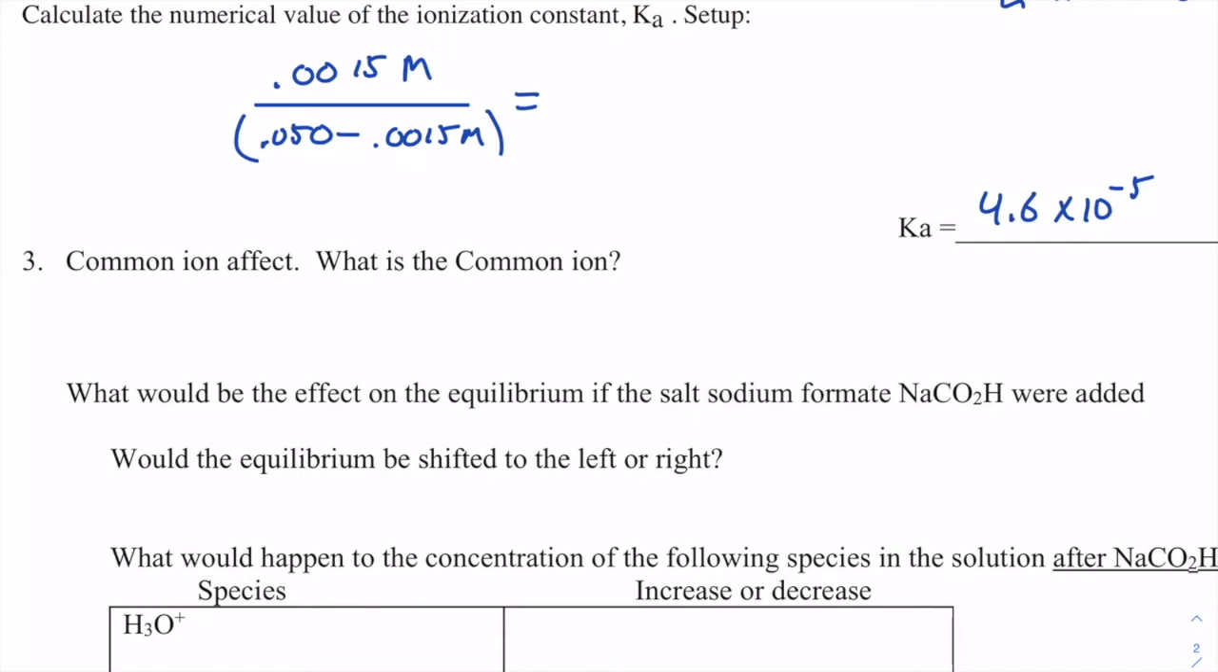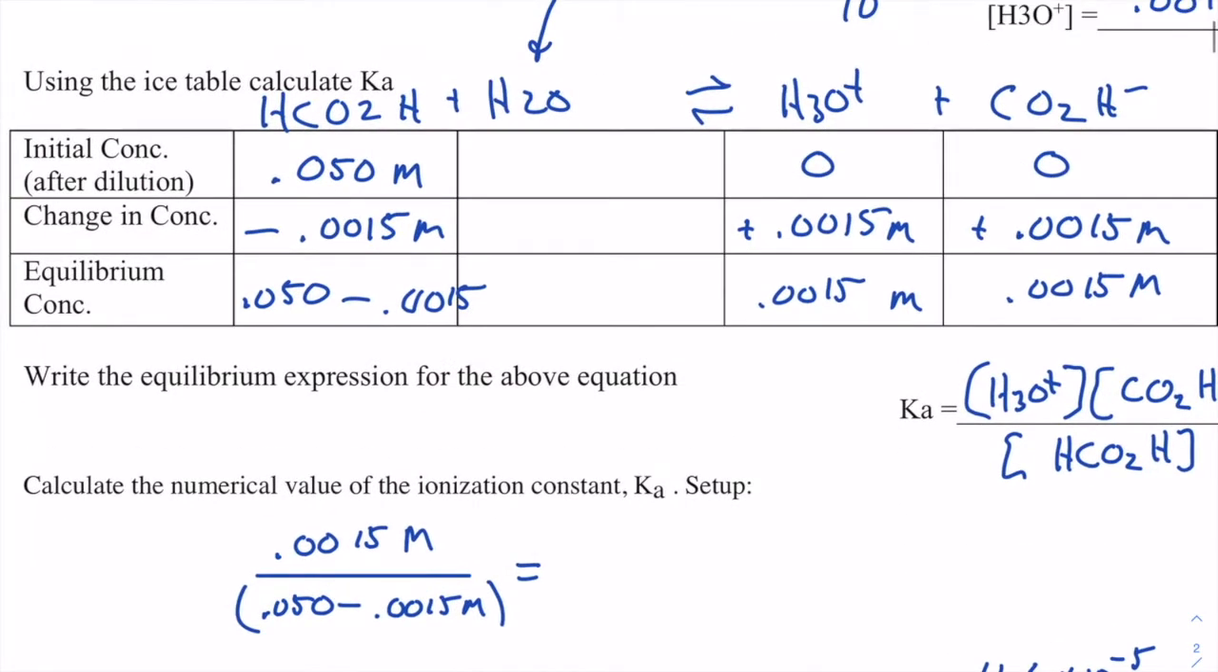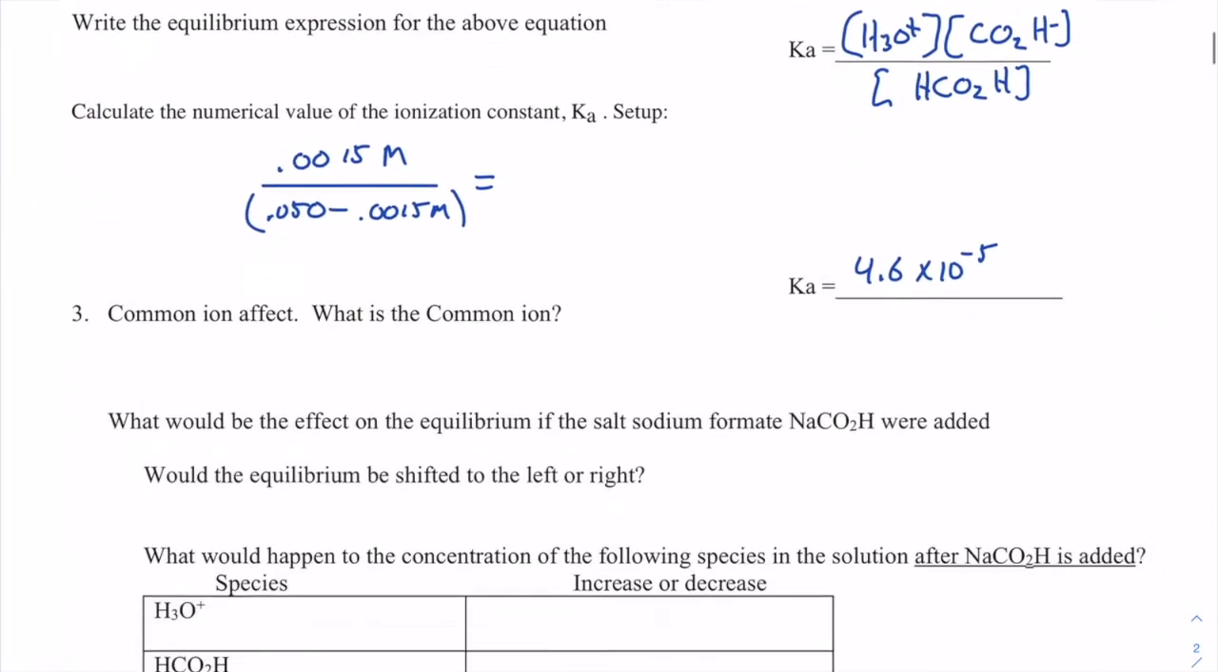Well, now we want to talk about something called the common ion effect. This is very important. If we look at the equation, we will notice that on each side there's something that's common. We've got an ion over here, and the acid also has that same species. So it is common to both the acid and what we call the conjugate base.